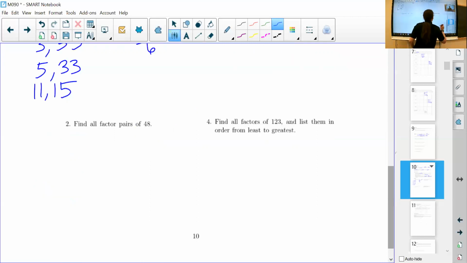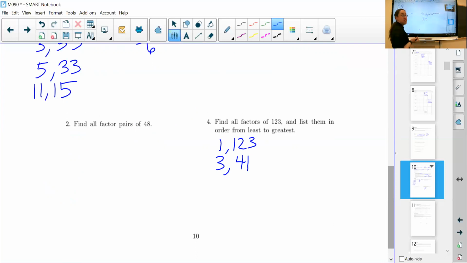Let's look at factors of 123. So I'll start by doing my factor pairs just like I did over here. 1 and 123. 2's out. 3 and 41. And I happen to look at that and notice that 3 and 41 are both prime. We'll talk about prime a little bit later. But that tells me I can stop there. These are the only 4 factors of 123.